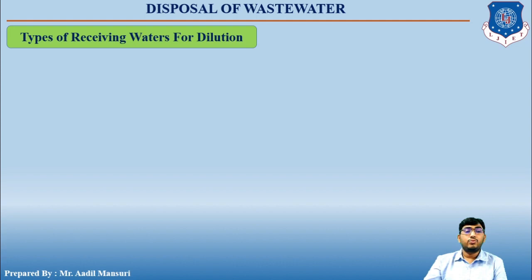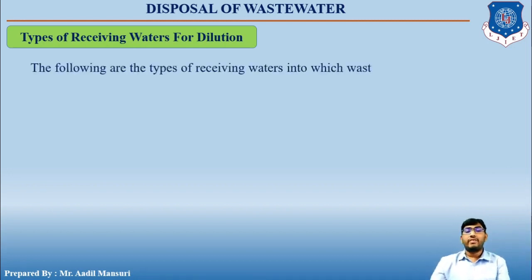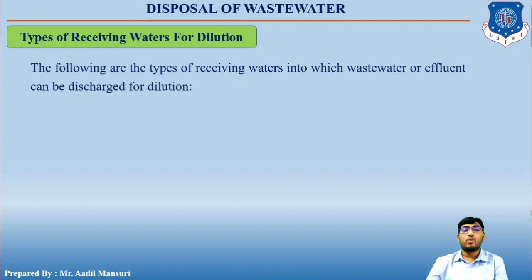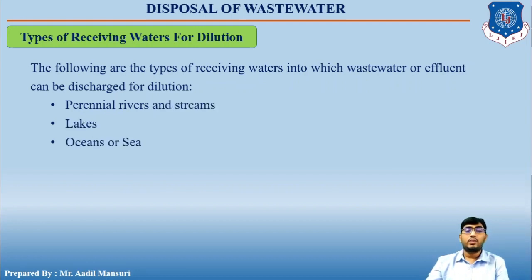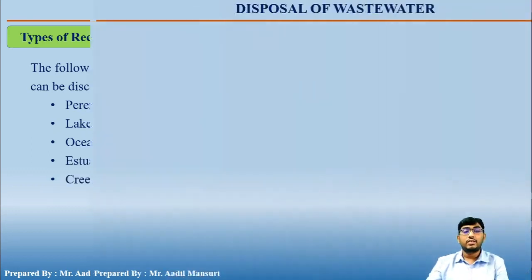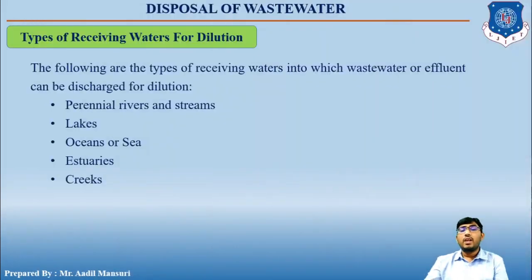So let's move forward. The next topic is types of receiving waters for dilution. The following are the types of receiving waters into which wastewater or effluent can be discharged for dilution. The first one is perennial rivers or streams, then lakes, then oceans or sea, then estuaries, then creeks, right? Let me discuss each of these in detail.